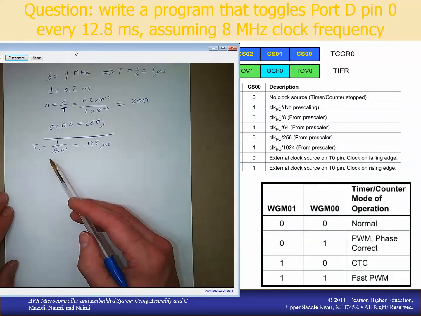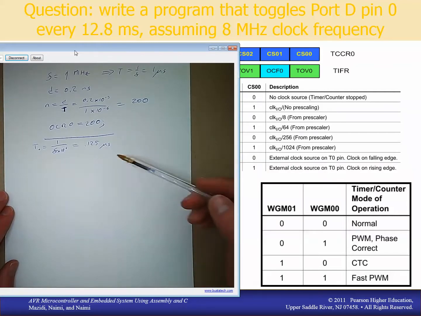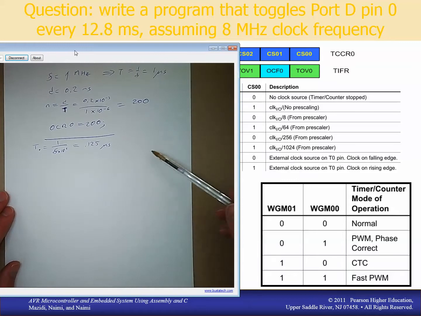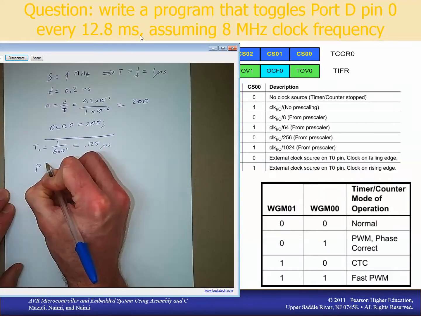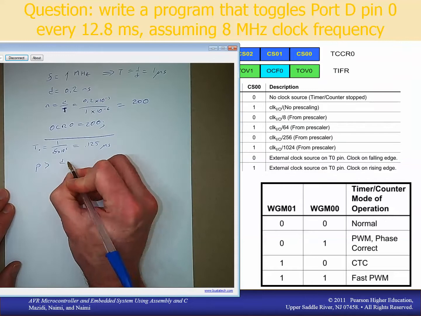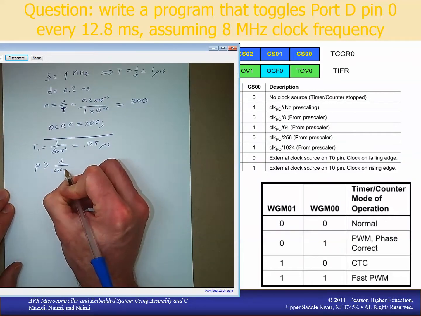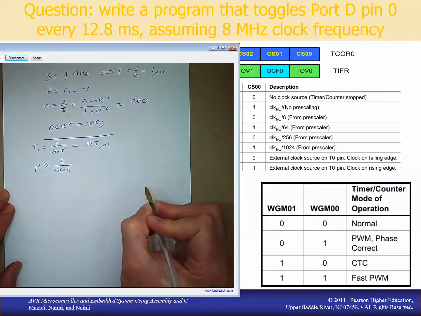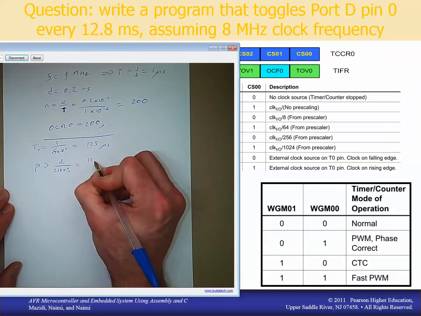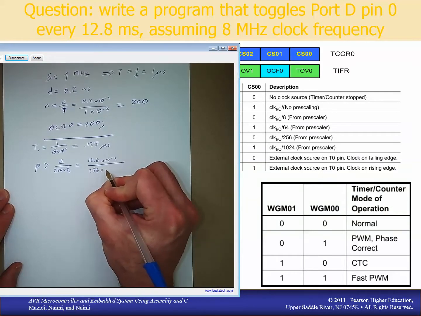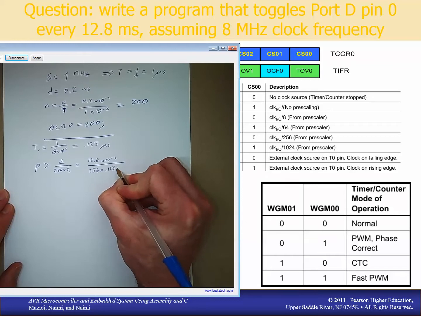Okay, so the biggest delay we could get from an 8-bit timer with no prescaler would be 32 microseconds, because if we have this much time between each increment, 256 increments takes 32 microseconds. And that is insufficient for this 12.8 millisecond delay that we want. So we need a prescaler. So the prescaler has to be bigger than our delay divided by 256 times T0. And so that is 12.8 times 10 to the minus 3 divided by 256 times 0.125 times 10 to the minus 6.